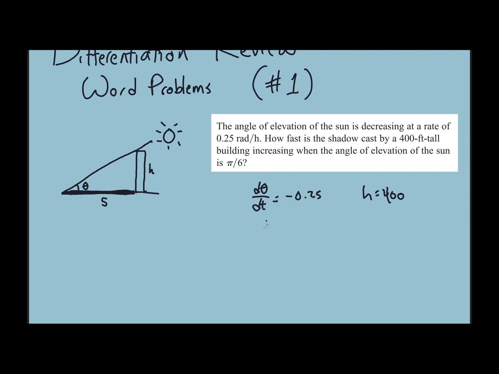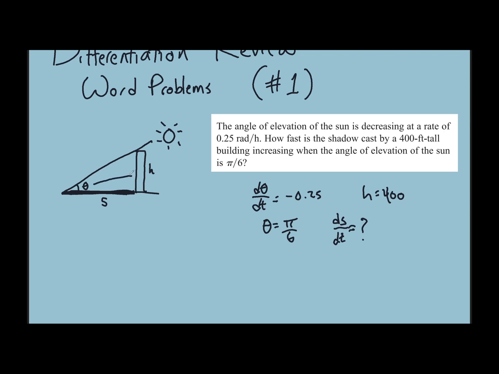So we learn that theta has a value. And they're asking you for what? How fast is the shadow size increasing? So that is, what's that, a ds dt? Change in shadow over change in time. That's what they want. Okay, so we have a few values here. How do we put them together?